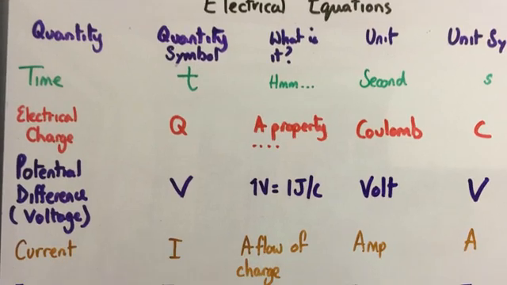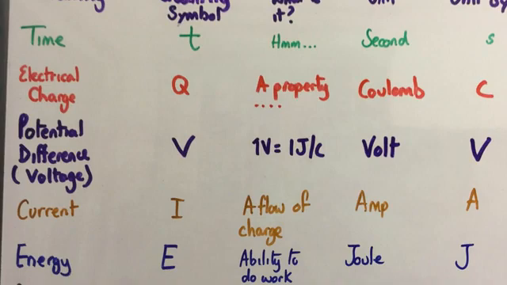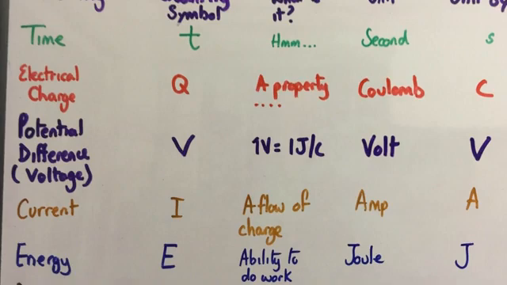Current has got the international symbol I. It is a flow of charge. It is measured in amps, and its symbol is capital A. Energy has got the symbol E, but it can also sometimes have the symbol W. Okay, so be aware of that. Some examples use the symbol W for work. They're the same thing. And if you notice, energy is the ability to do work. It is measured in joules, and the symbol for joules is capital J.